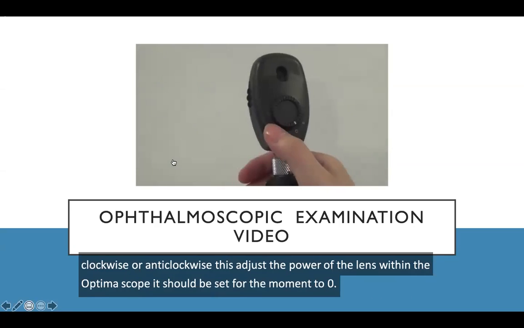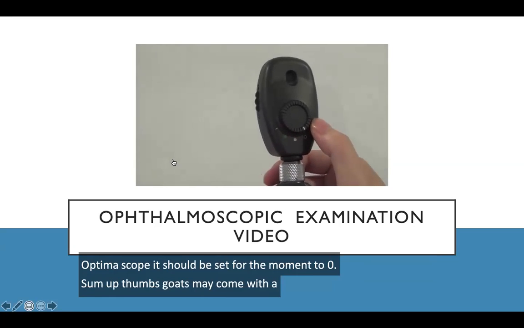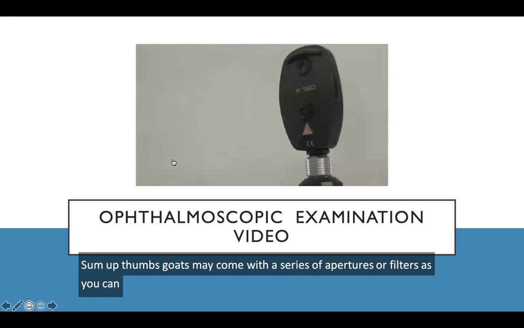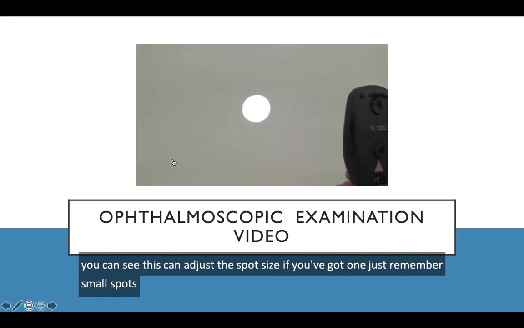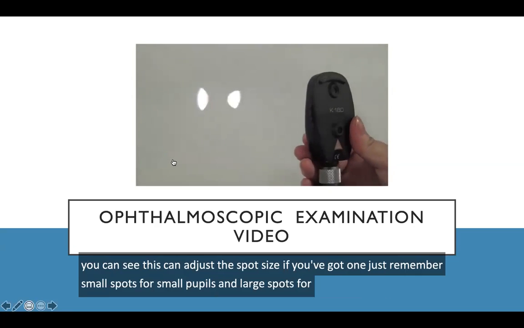Some ophthalmoscopes may come with a series of apertures or filters. As you can see, this can adjust the spot size. If you've got one, just remember small spots for small pupils and large spots for large pupils. Don't worry about the colours for now.